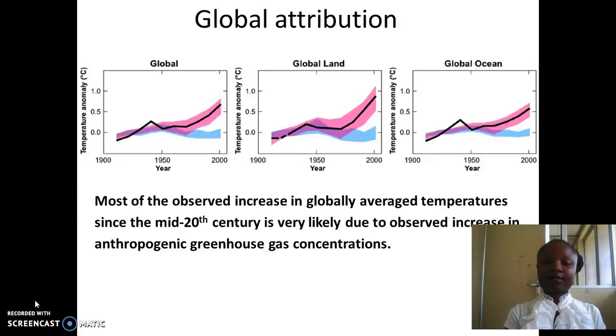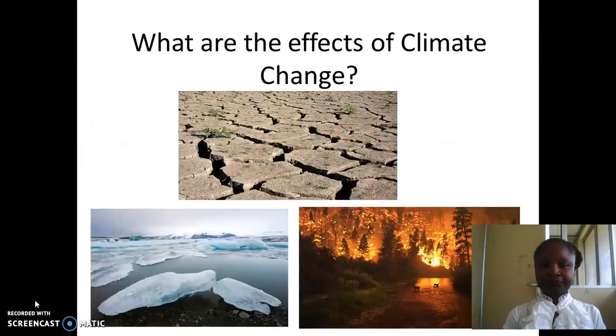Also, the same observation can be made on the global land graph as well as the global ocean graph. There has always been an increase in the average temperatures, and these are believed to be most likely because of the emission of the greenhouse gases in the atmosphere.